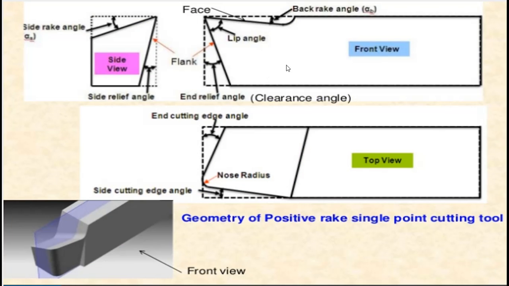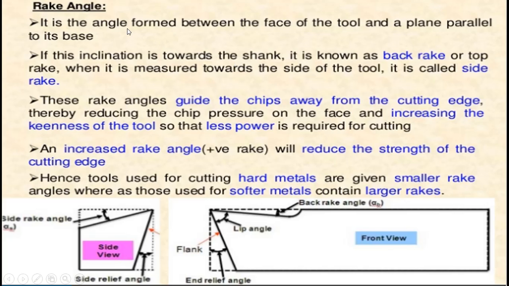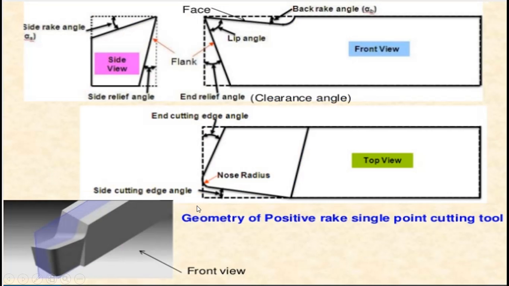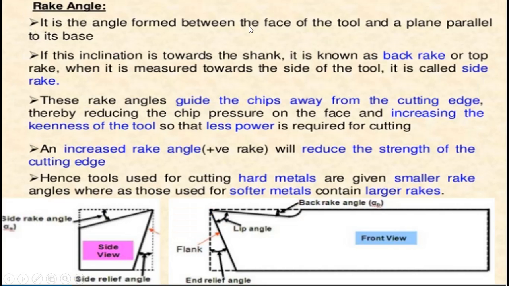First, we have the rake angle. In this diagram, it can be clearly seen that the back rake angle is the angle formed between the face of a tool and a plane parallel to the base. This is the face of the tool, and this is the horizontal line parallel at the cutting edge. The angle formed between this horizontal line and the face of the tool is the rake angle.